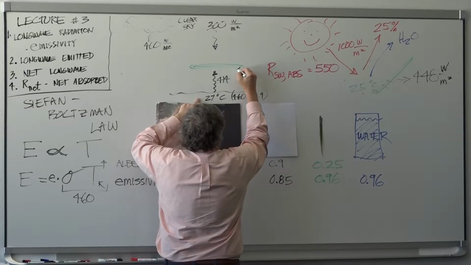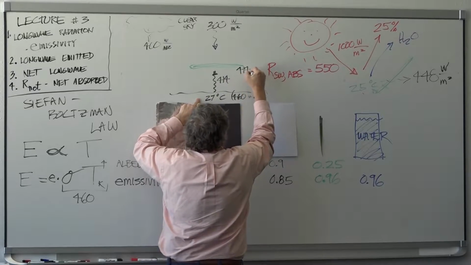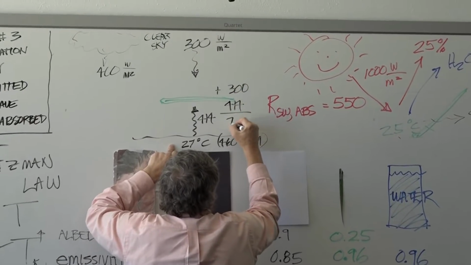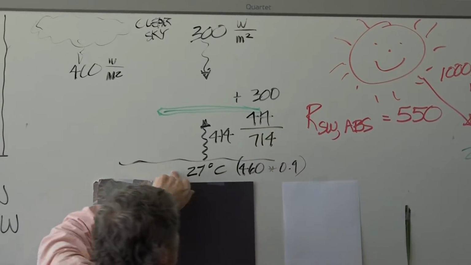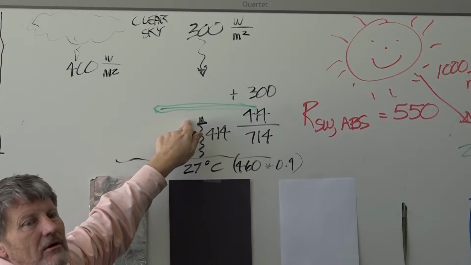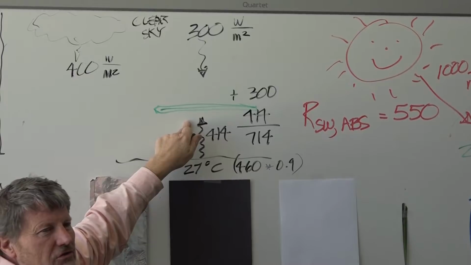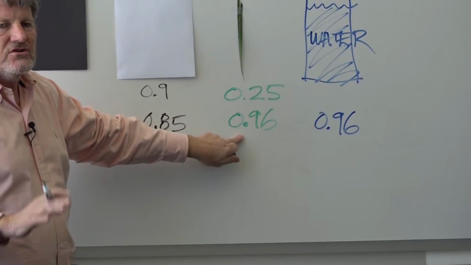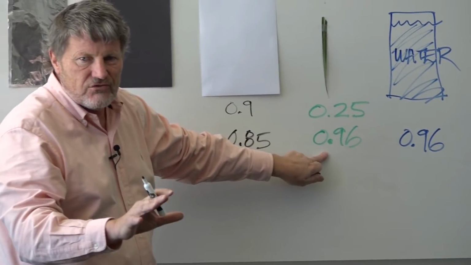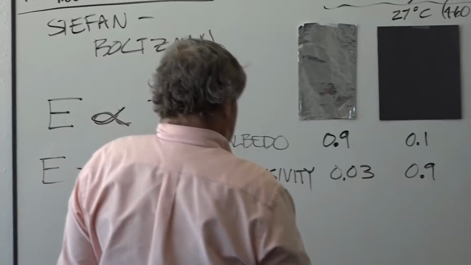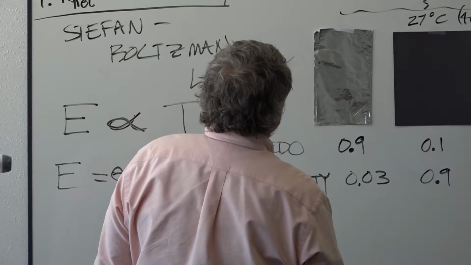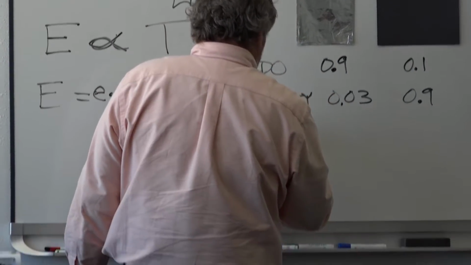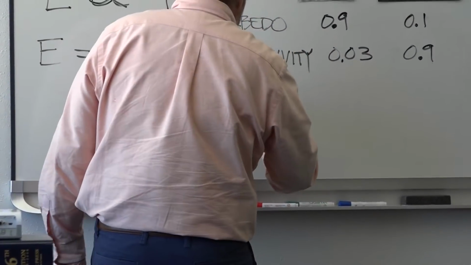Let's see, 414 plus 300 would be 714 watts per meter squared radiation. But there's one other calculation. 0.96 is the emissivity of a surface, but this is an important thing. I'm gonna put it right here. Emissivity equals absorptivity.